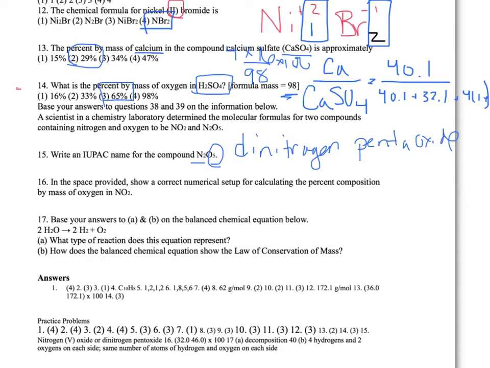To find the percent by mass of oxygen in nitrogen dioxide, what you'll have to do is find the mass of part, which is oxygen, divided by the mass of nitrogen dioxide times 100. So this would equal 2 times 16 over 14 plus 2 times 16. Of course, we'll multiply this times 100.